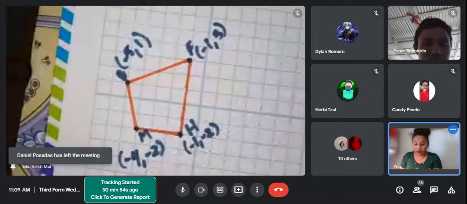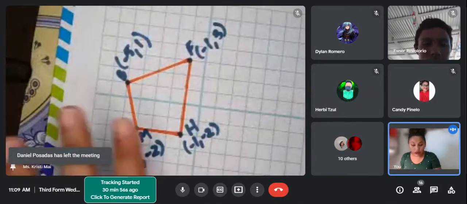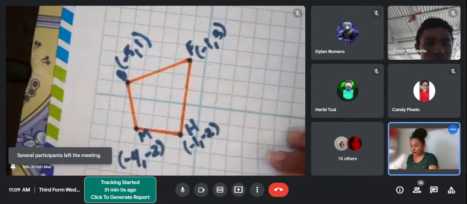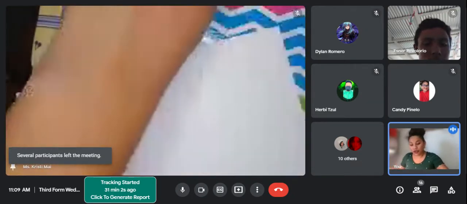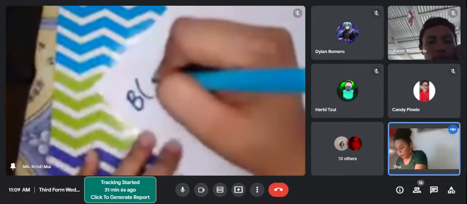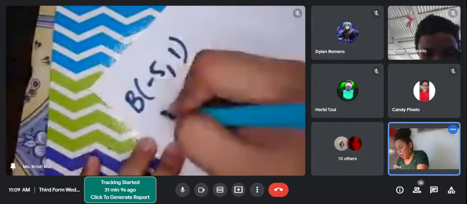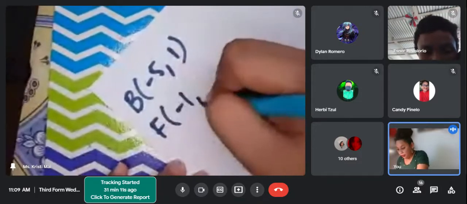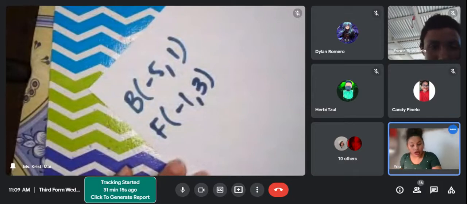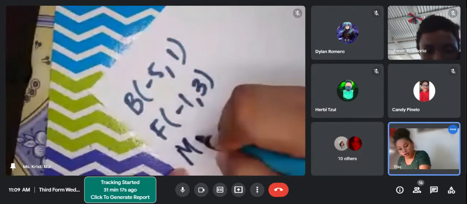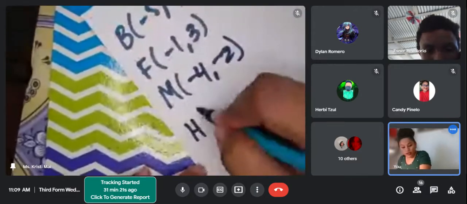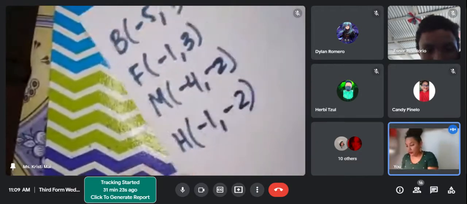And then I draw the diagram. Okay, this is the original one. I'm going to write the points for this so that we can get the new points. You have B, negative 5, 1. F, negative 1, 3. You have M, negative 4, negative 2. And you have H, negative 1, negative 2.